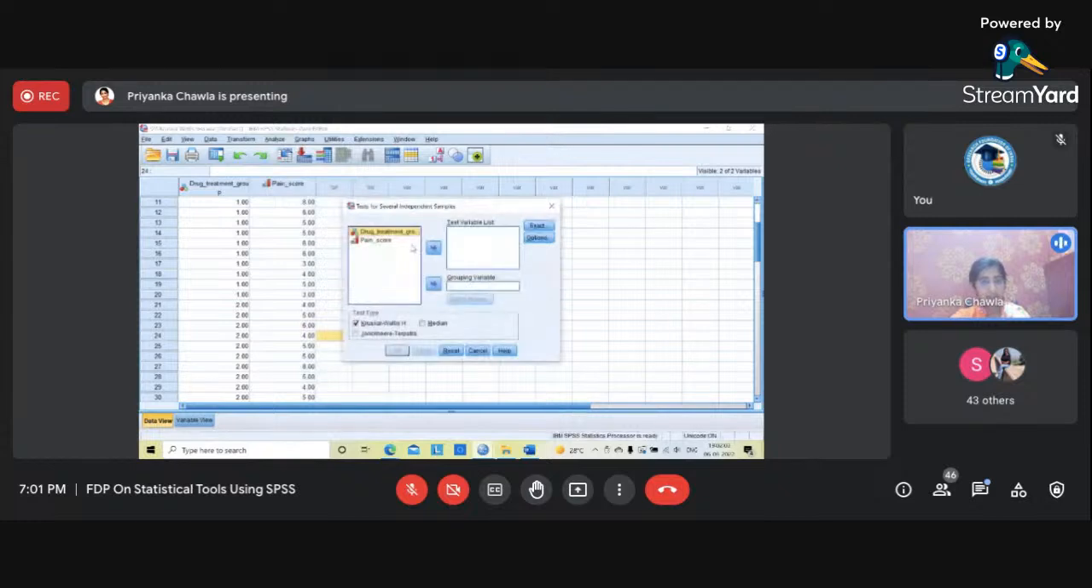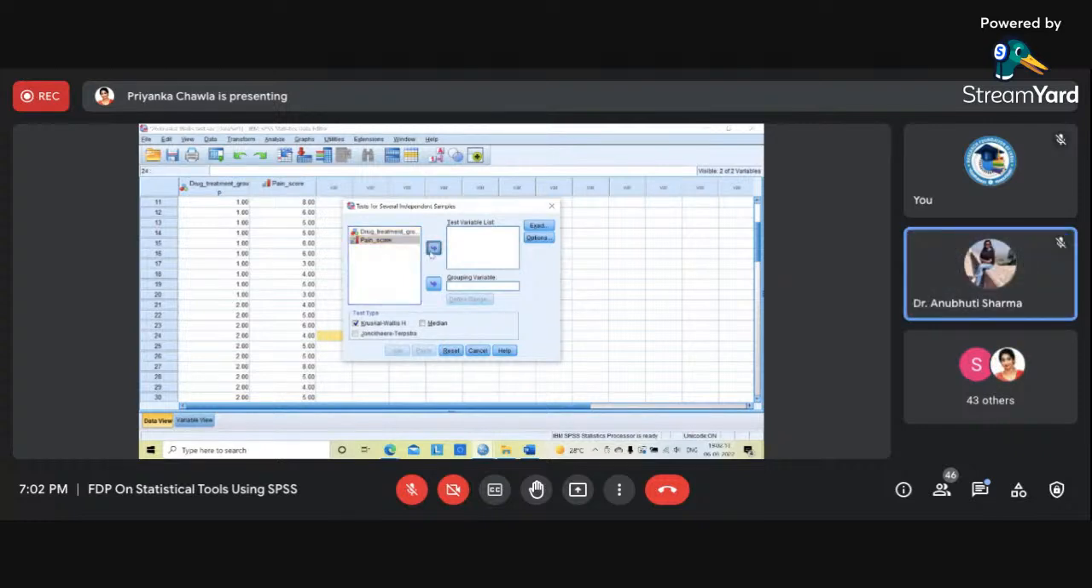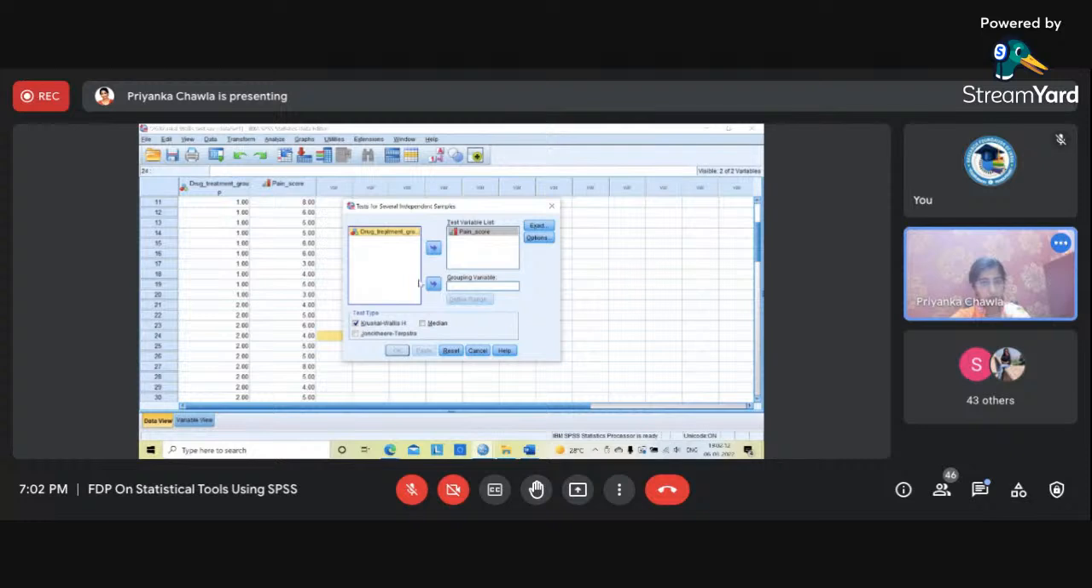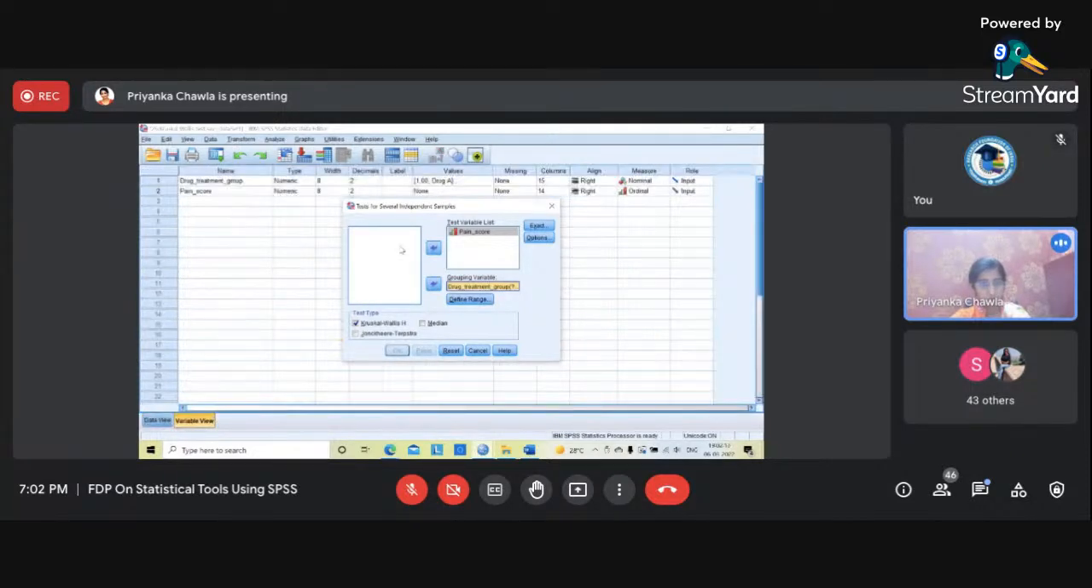The test variable is which one? We are measuring the pain score, on respondents with respect to 3 drug treatments. So what was the coding? 1, 2, 3. The defined range, minimum is 1, maximum is 3. Continue. By default, the Kruskal-Wallis test is marked over here.